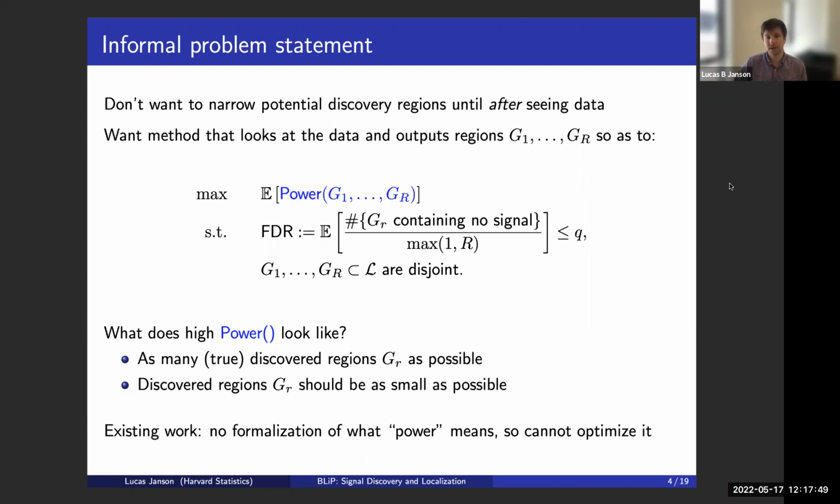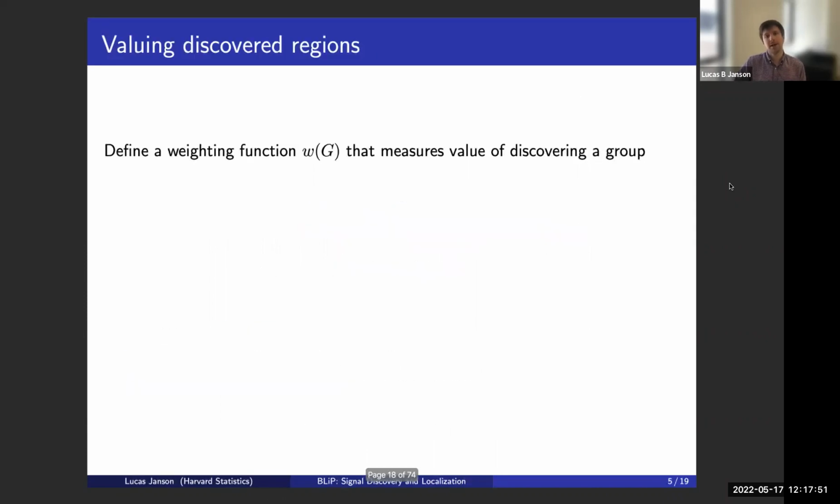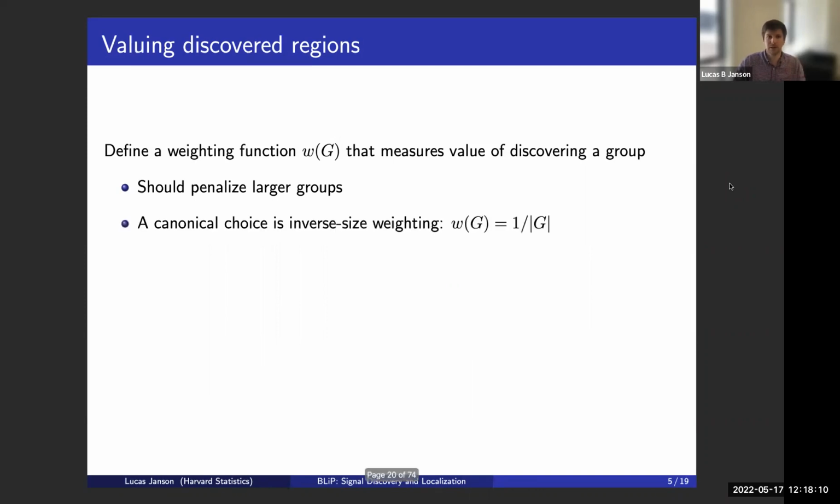All right, so how are we going to do that? We're going to define this blue function, and we're going to do it through a weighting function. For a discovered region G, I'm going to assign it some weight, which tells me the value of discovering group G. As we said, we should penalize larger groups, so we want the weight to be higher for smaller groups and smaller for larger groups. A very natural choice might be 1 over the size of G.